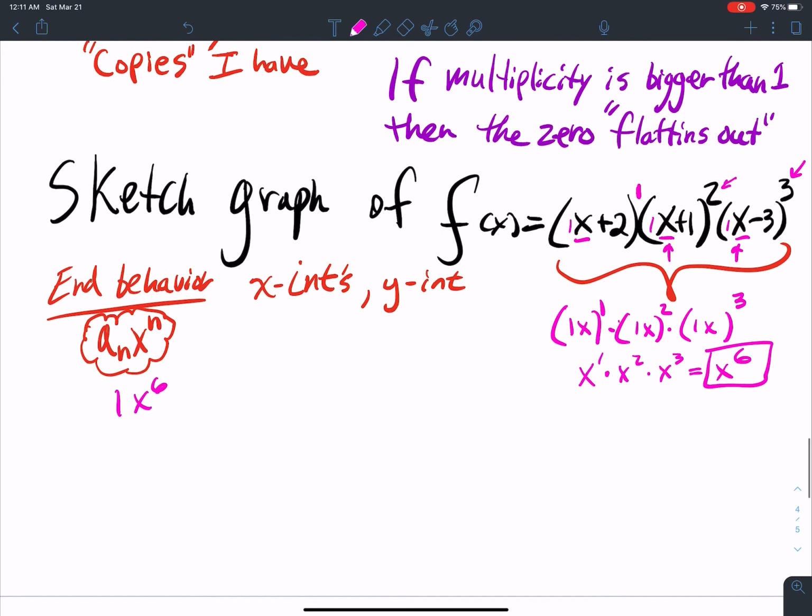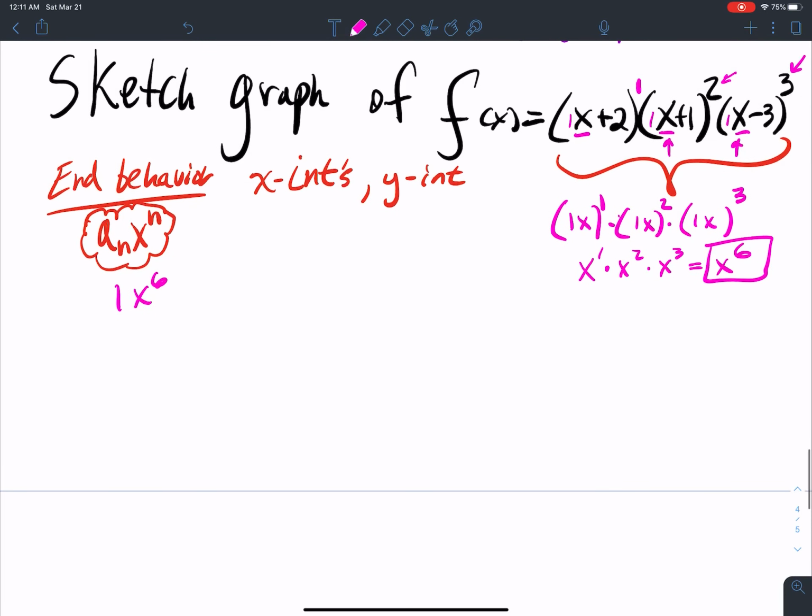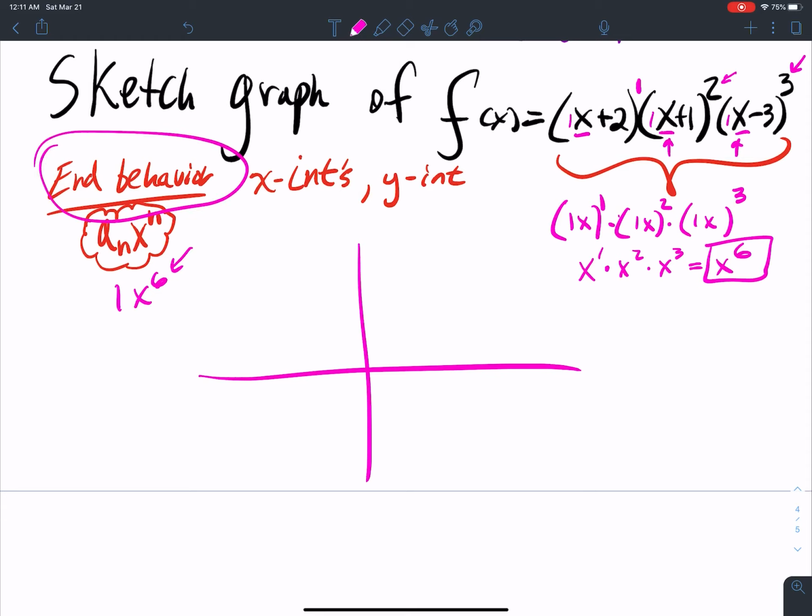So what do I know? Well, I know that it's even degree, so they're either both positive infinity or both negative infinity for the end behavior. I look at the coefficient. The coefficient's positive. When I'm positive, I'm going up both ways. When I'm negative, I'm going down to negative infinity both ways. So I know the end behavior agrees and they're both positive infinity.